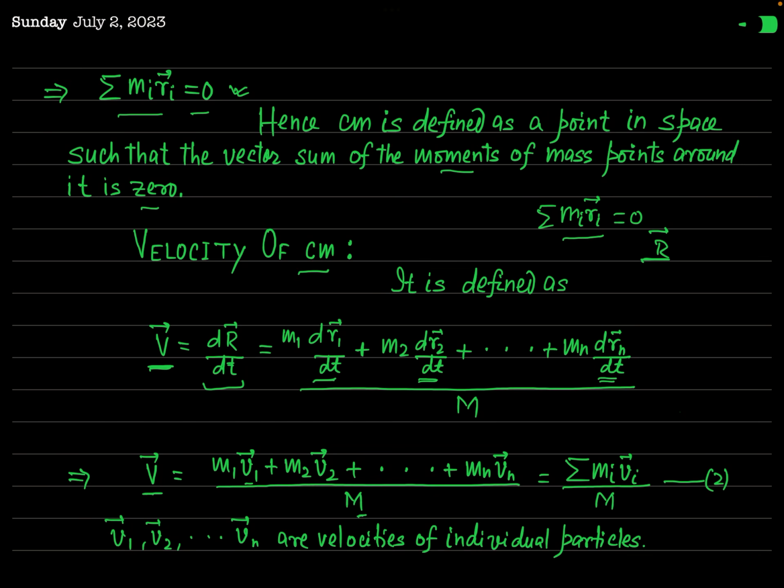Now, as I have told you, these v1, v2, and so on, vn are the velocities of the individual particles. So if you want to find the velocity of the center of mass, you can use this equation too. You only have to multiply the velocity of each individual particle by its respective mass, then add them vectorially and divide the sum by the total mass of the system. Then you get the velocity of the center of mass of the system.